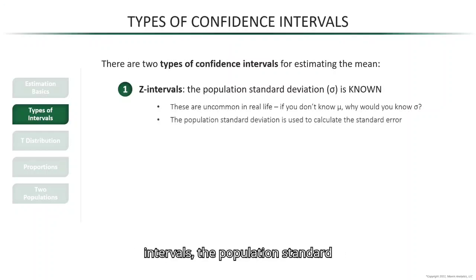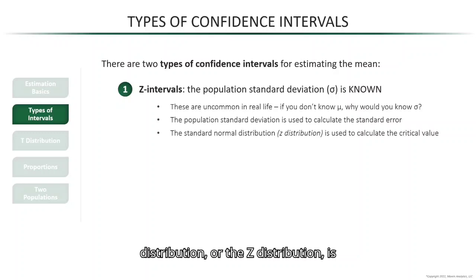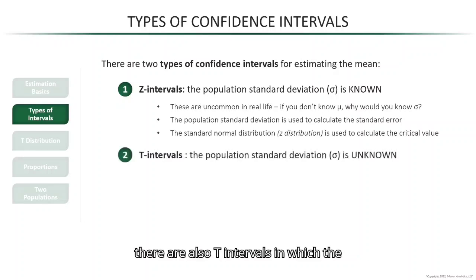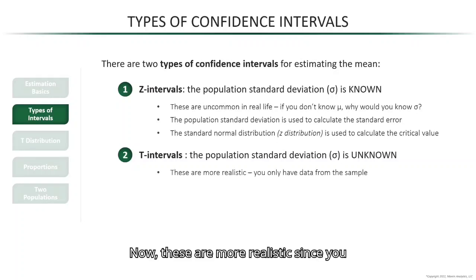Now, in these types of intervals, the population standard deviation is used to calculate the standard error, as we did in the previous lectures, and the standard normal distribution, or the z-distribution, is used to calculate the critical value, which again we already know. But there are also t-intervals, in which the population standard deviation is unknown. Now these are more realistic since you only have data from the sample to work with.